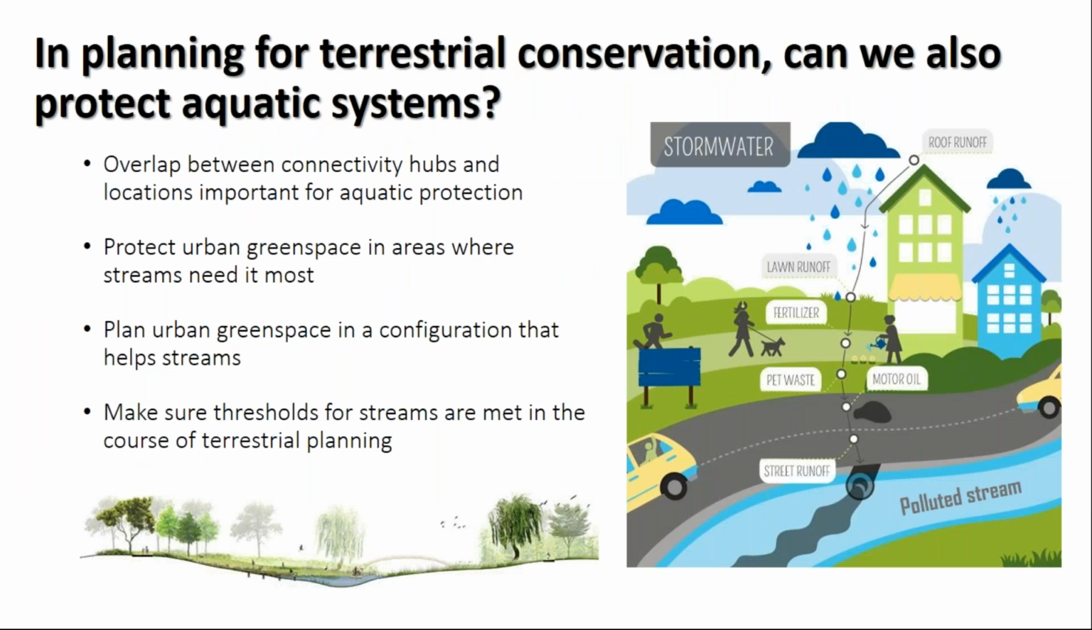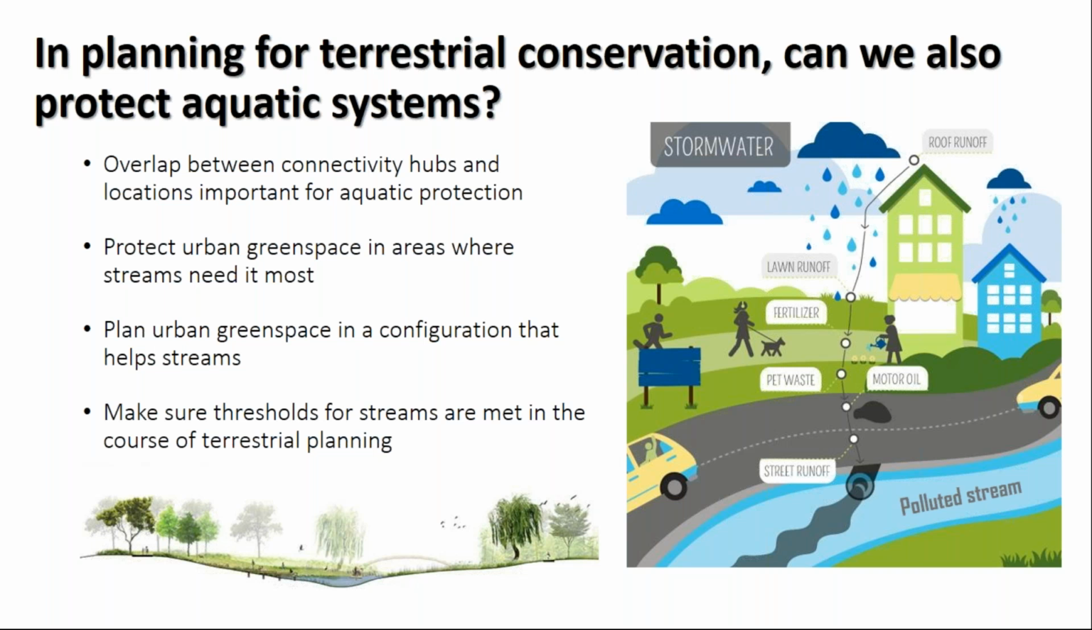So how does the connectivity work link to the indicators? What we eventually want to do is think about how we can use landscape indicators for streams and link that to terrestrial conservation planning. Here are a few ways I think this could happen. First, we might think about the areas of overlap between the best areas that serve as connectivity hubs and the locations that are important for aquatic protection, right? So maybe those largest patches in the watershed, if the large patch indicator is really important for aquatic systems.